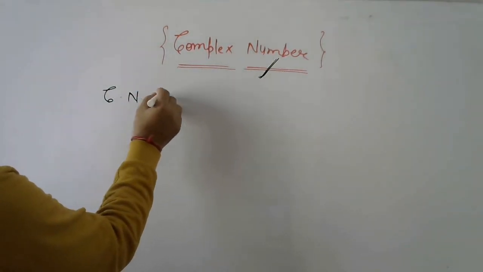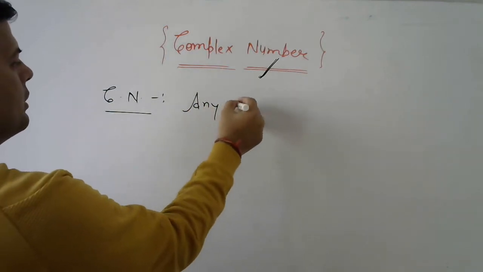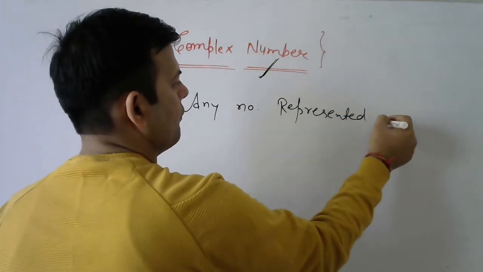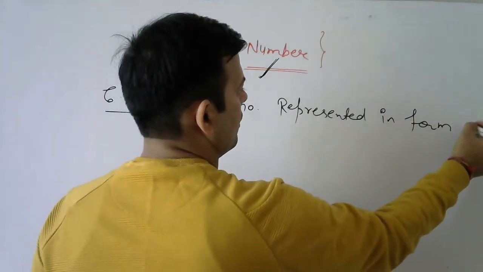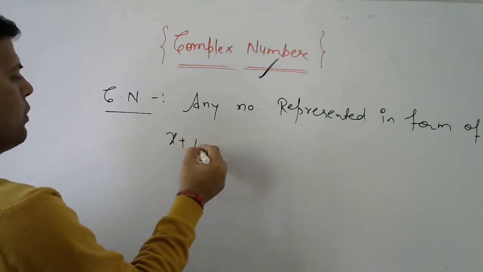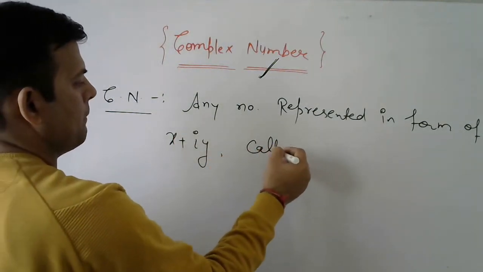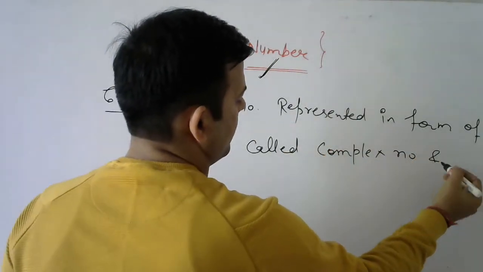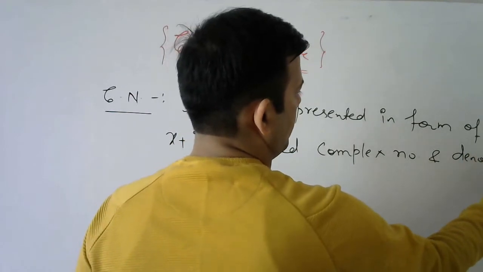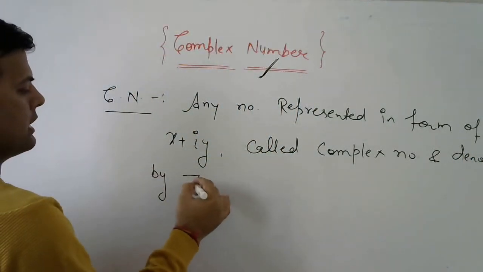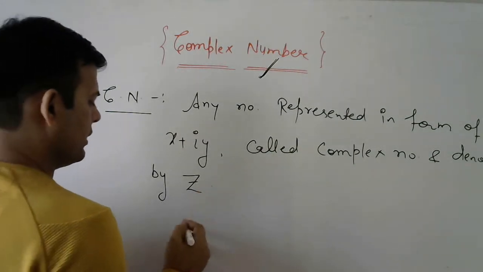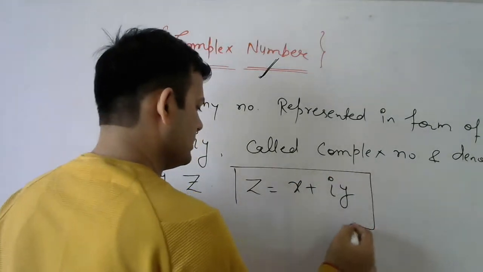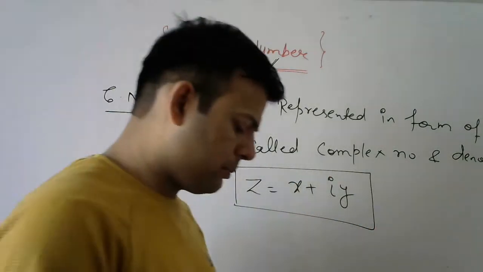Complex number: any number represented in the form x plus iota y is called a complex number and denoted by z. So I write z is equal to x plus iota y. I say z is equal to x plus iota y is a complex number.